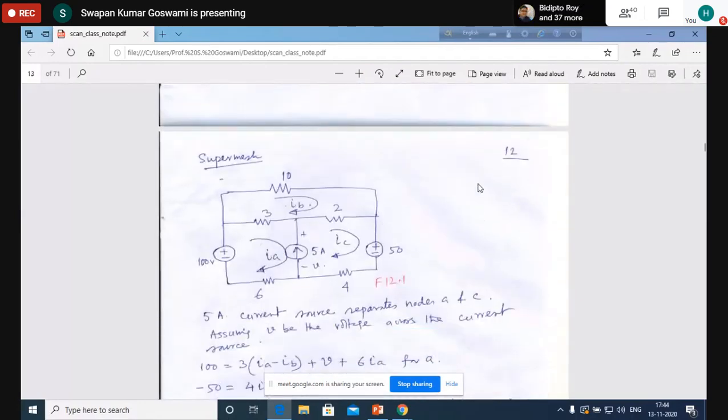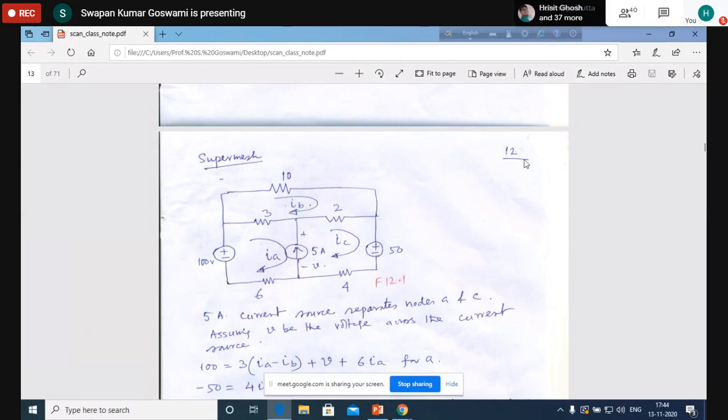The next case, figure 12. Now we shall consider the case of a super mesh. A super mesh, as I told you, is nothing but a mesh including more than one mesh. More than one mesh is being considered as a single mesh. This larger mesh is called a super mesh. Sometimes we shall have to consider this type of mesh.